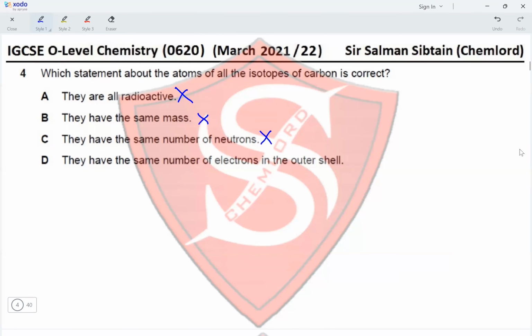And they have the same number of electrons in the outer shell? Yes. They have the same number of electrons and the same number of protons. Therefore, option D is the correct option for this question.